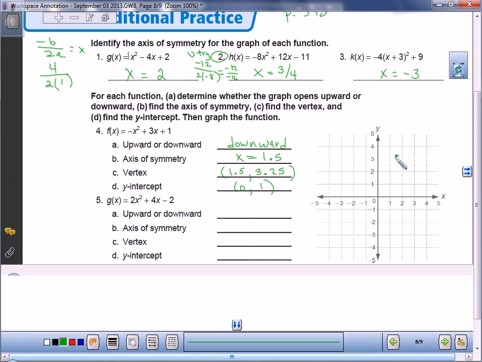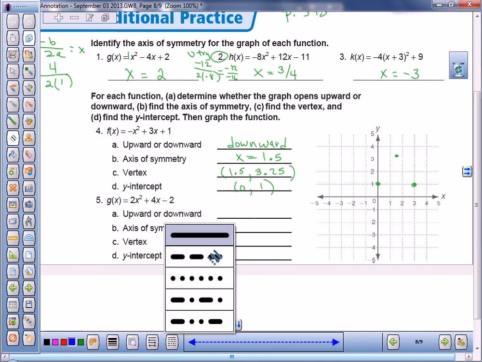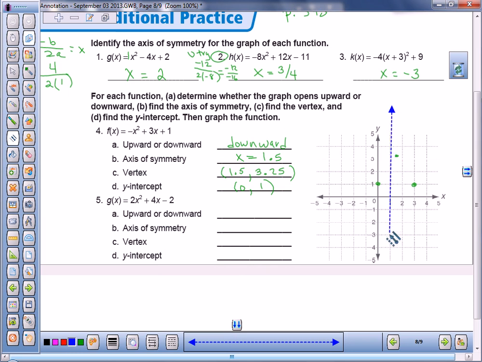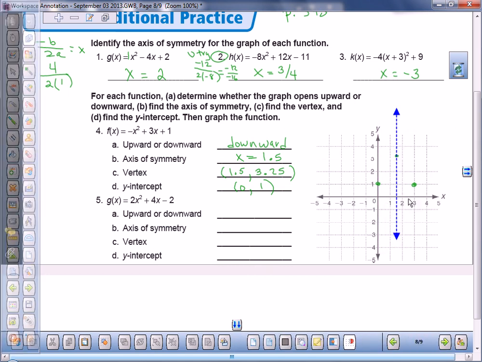Can I just do the symmetric? Go right over that axis of symmetry and plot another point. Okay, so just right over. This is 1.5 units this way, 1.5 that way. Would put it right there, and then I can draw in my graph.